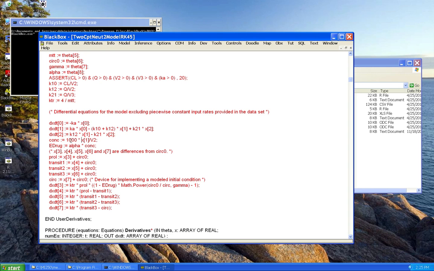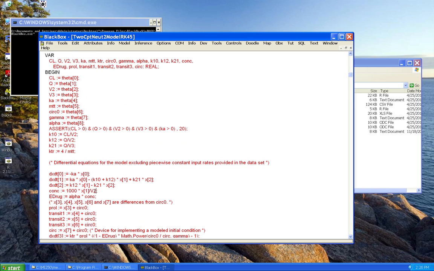Okay, here we go. So we've got our amount in the central compartment divided by the volume of the central compartment. In this case, I was using the NONMEM convention of calling the central compartment volume V2. And our E drug value is just going to equal some parameter that I called alpha times our plasma concentration. So that finally ties our PK into our PD in our model. We've taken care of both our PK calculations and our PD calculations in here.